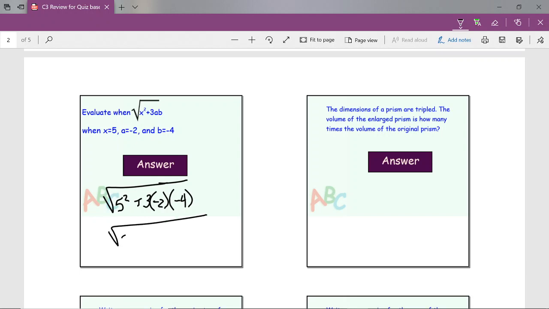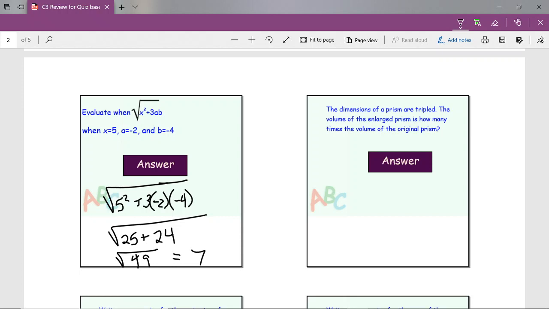So I'm going to square this and get 25 plus, and then we do multiplication, 3 times -2 times -4. Well, that's going to be a positive 24. And then I'm still not going to square root anything yet because I'm still inside of the square root. I'm going to add those up, get square root of 49, which just has one answer of 7.